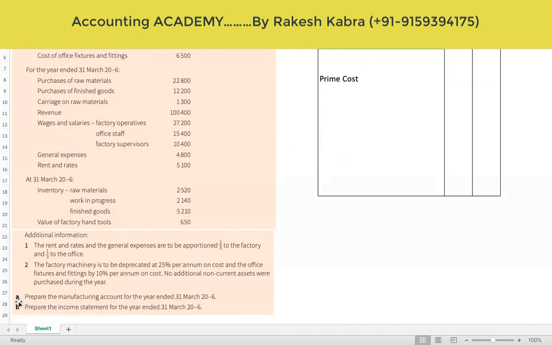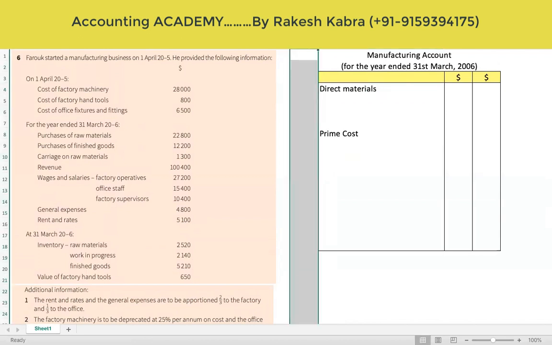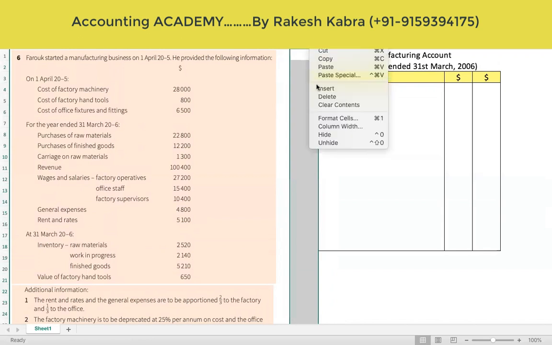So our requirement A is to prepare the manufacturing account, right? So let's see the manufacturing account. First I will write direct materials. So how to find that number, direct materials?